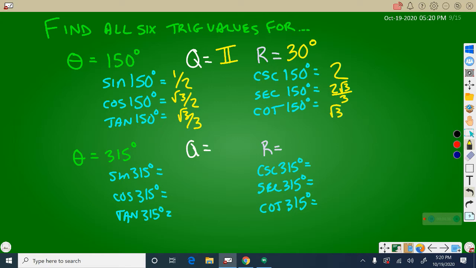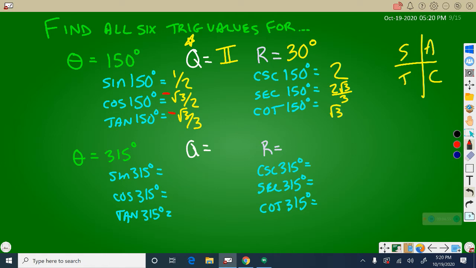So you've done nothing different. The issue is with this right here, with what quadrant we are in. In quadrant 2, again, remember, we have all students take calculus. In quadrant 2, sine should be the only thing that's positive. So that means cosine and tangent should both be negative.